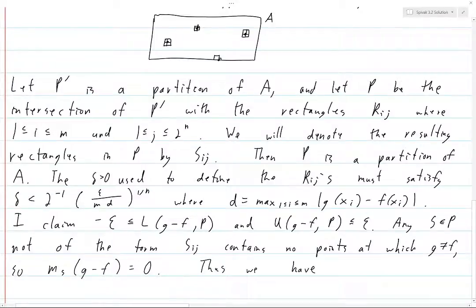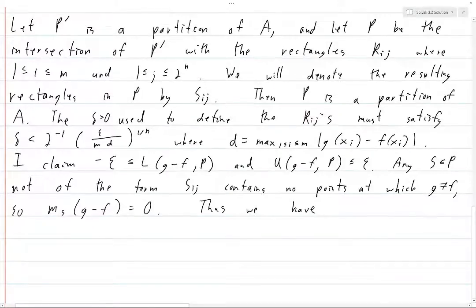So now I need to scroll down. Okay, so now, let's see here. If we look at negative L(G minus F, P), this is the sum over all rectangles S in our partition P of minus m_S(G minus F) times the volume of S. Now, why do we have a minus sign here?